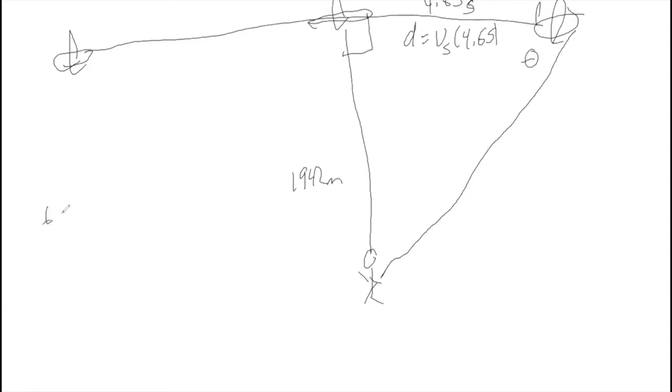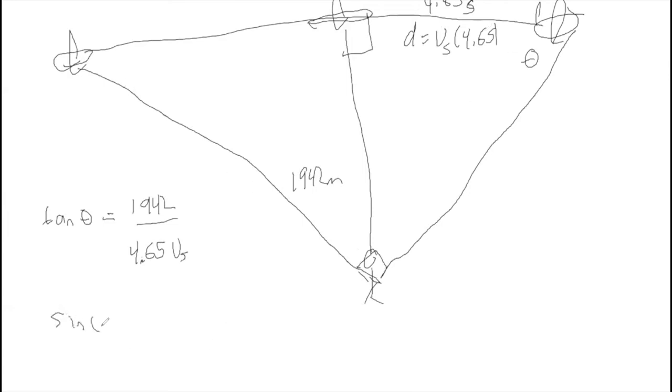tangent of theta would be opposite over adjacent, 1942 over 4.65 times Vs. Now we also know that we have this big triangle here that gives us our cone angle, and we know from that triangle sine of theta is V over Vs, where V is the speed of sound in air, Vs is the speed of the plane.